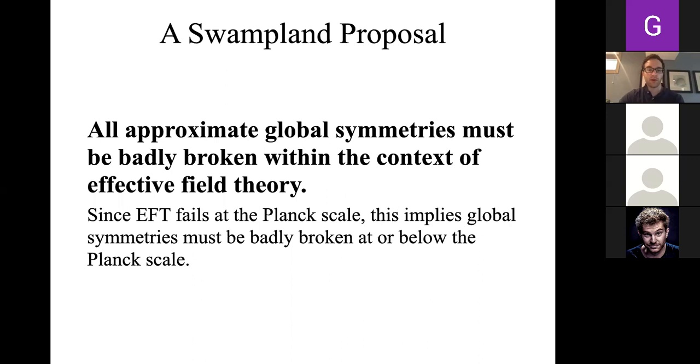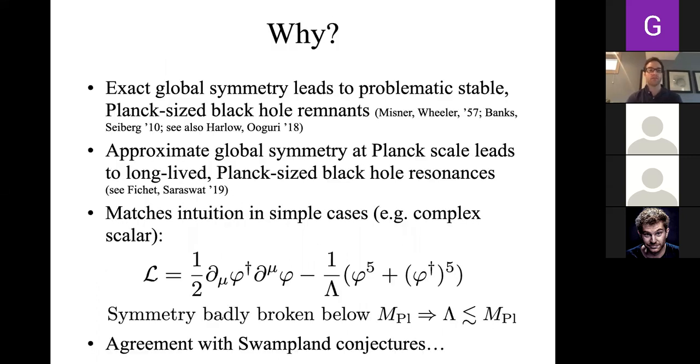A Swampland proposal that I want to set forth and then try to justify is that not only should quantum gravity break global symmetries, but it should also badly break them within the context of effective field theory. In other words, you shouldn't have any approximate global symmetries at the Planck scale. All symmetries should be badly broken by the Planck scale. So why should this be true?